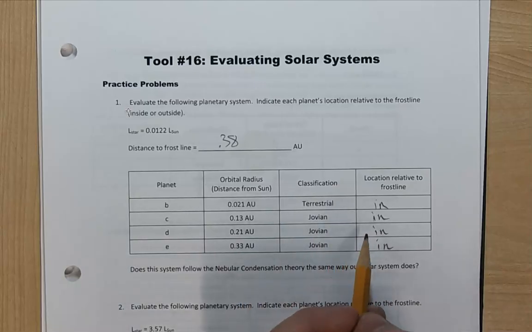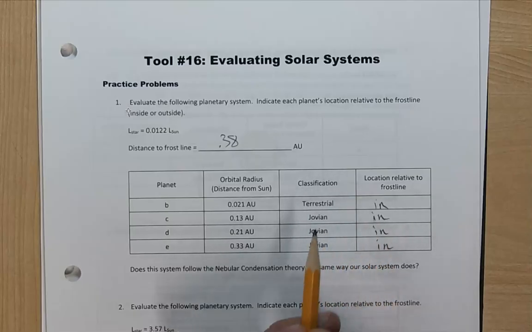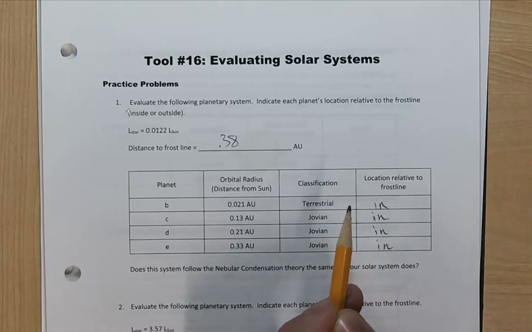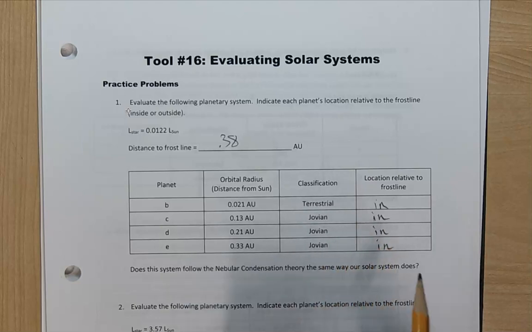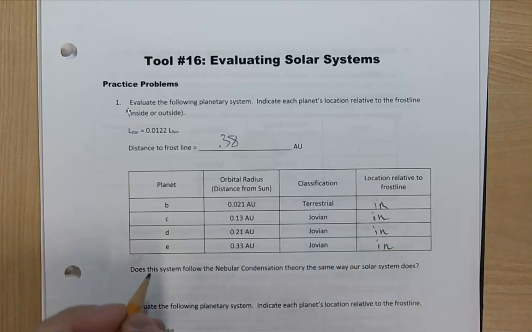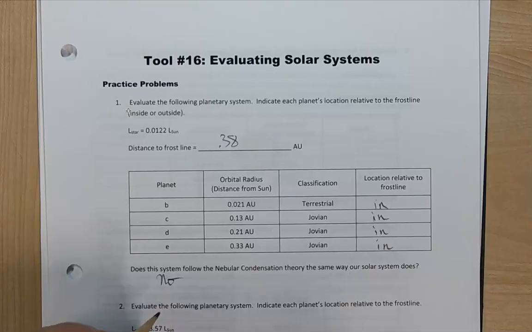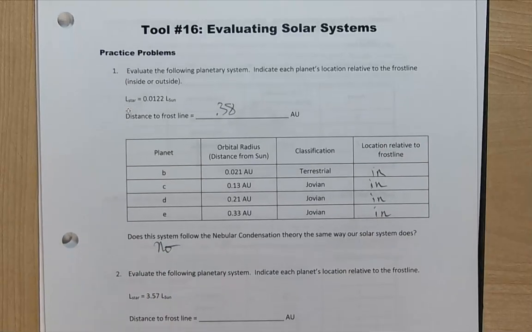So, the nebular theory predicts that you should find terrestrial planets inside the frost line and Jovian planets outside the frost line. So something funny's going on there, right? Here, planet B, that's fine, but we've got 3 Jovian planets inside the frost line. Well, that's not what the nebular theory predicts. Okay.